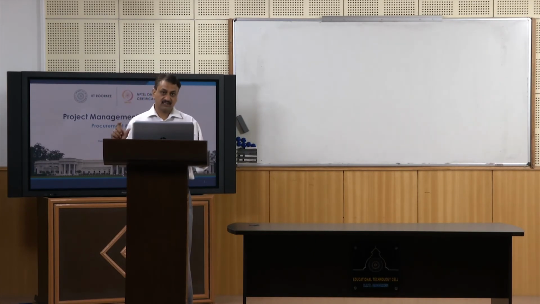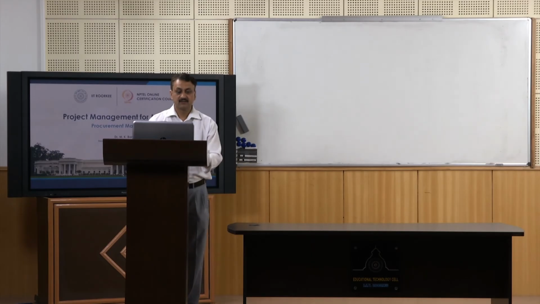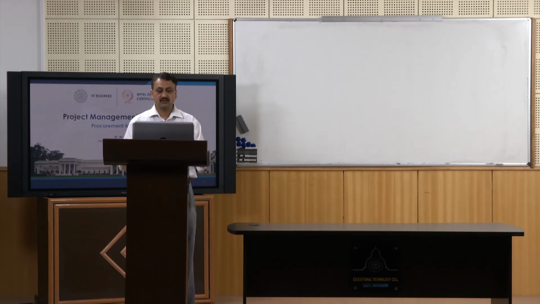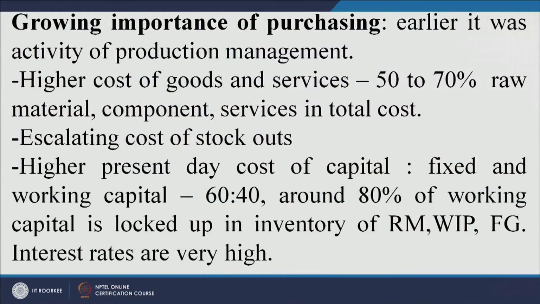To ensure that no stock out of finished product takes place, you should ensure that the other inventories, for example work in process inventory and raw materials, are also in stock in the plant. Because if there is a stock out, it would cost you a lot.